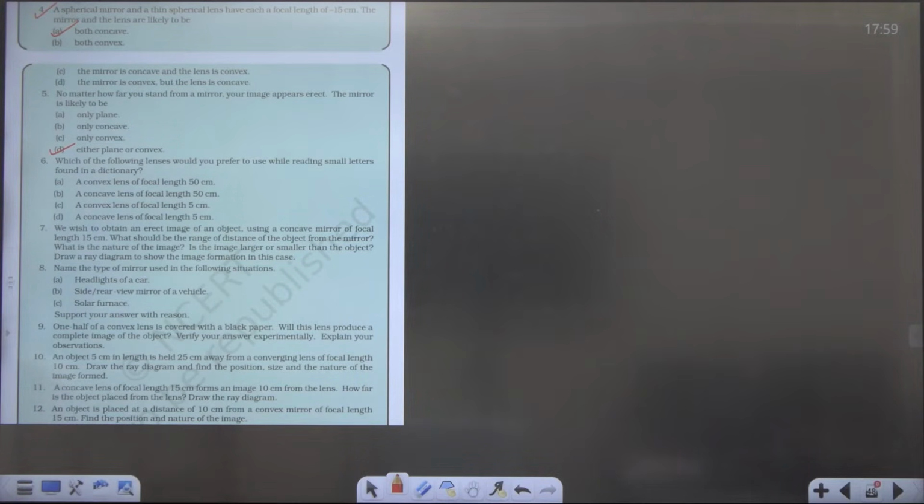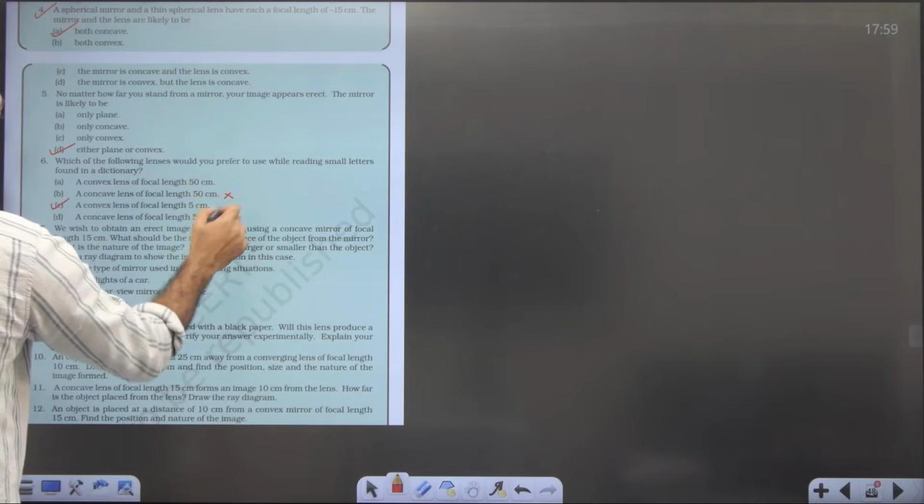Now remember, what is our purpose? We have to read small letters. Remember, convex lens is used as magnifying glass. So what should we be using? Convex lens of focal length what? 5 centimeter. Concave lens we cannot use. What is the other option? One more convex lens is there of focal length 50 centimeter.